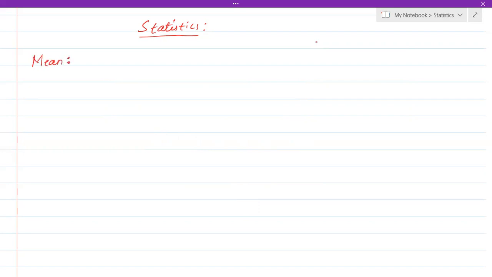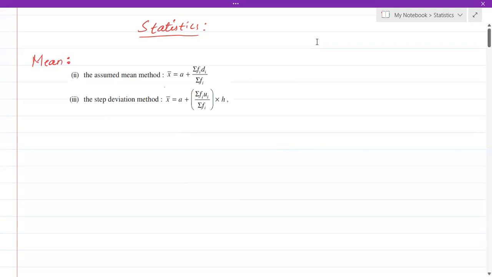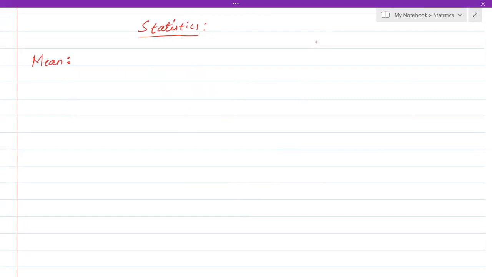Now, mean for grouped data. Totally there are 3 different types of formulas to find the mean. Let's see what those are. Let me write it. The first method is known as the direct method.